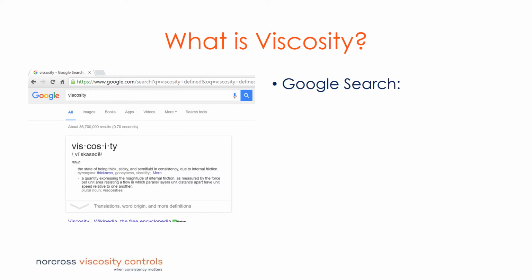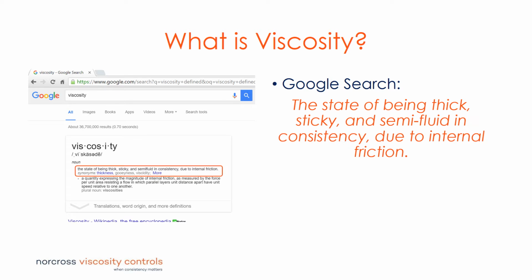So what is viscosity anyway? Well, if we start with Google, and who doesn't, we actually get two interesting views. The first is how we all understand it, the state of being thick, sticky, and semi-fluid in consistency. Then it leads into the more scientific definition with due to internal friction.